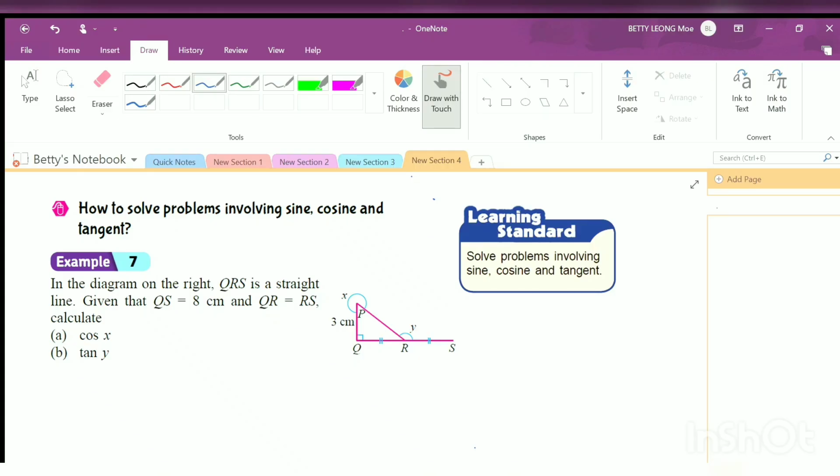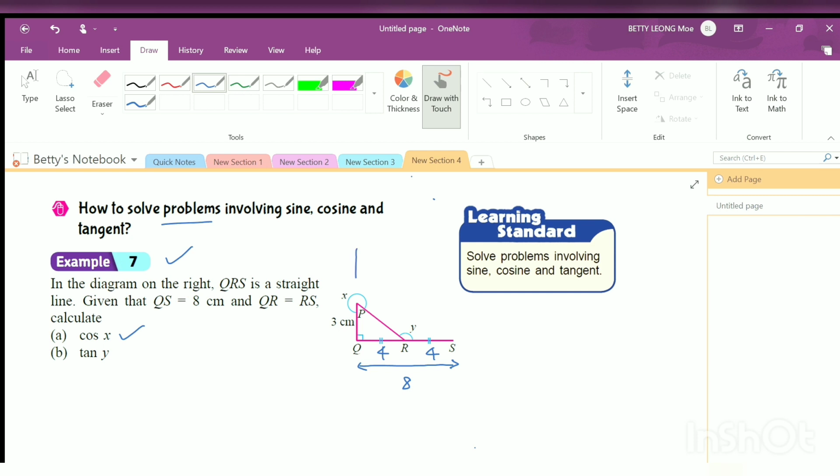Okay, class, now we go to problem solving, example 7. Let's see in the diagram here, QRS is a straight line, and QS is 8 cm. QR and RS are the same, that means this one is 4 cm, this one is 4 cm. So you're asked to calculate cos X.